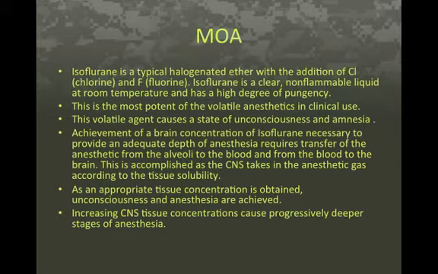Achievement of a brain concentration of isoflurane necessary to provide an adequate depth of anesthesia requires transfer of the anesthetic from the alveoli to the blood and from the blood to the brain. This is accomplished as the CNS takes in the anesthetic gas according to the tissue solubility. As an appropriate tissue concentration is obtained, unconsciousness and anesthesia are achieved. Increasing CNS tissue concentrations causes progressively deeper stages of anesthesia.